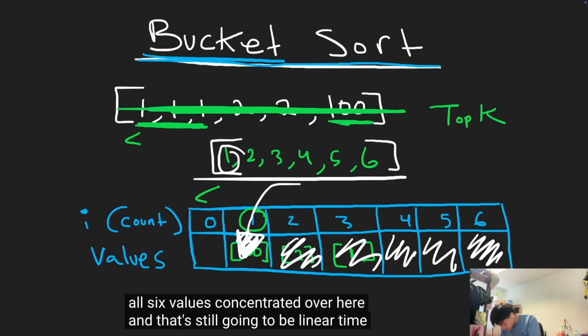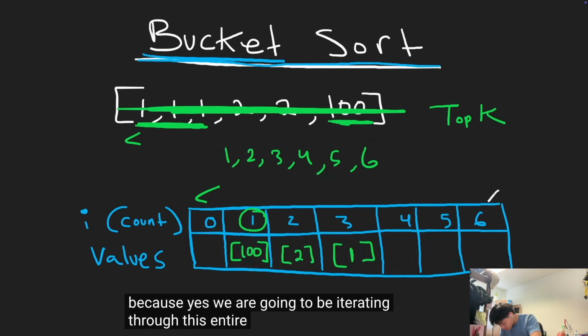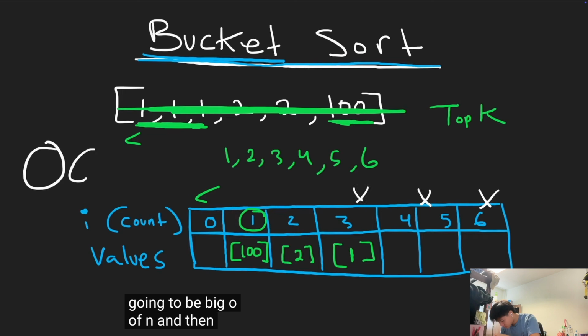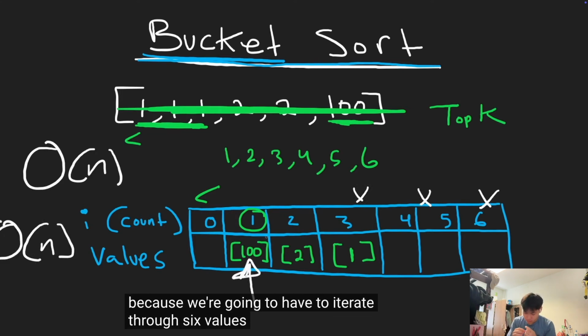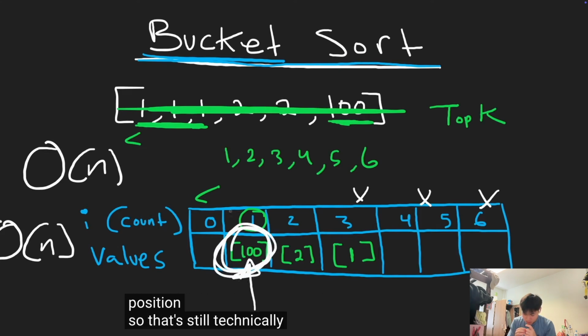And that's still going to be linear time because, yes, we are going to be iterating through this entire input array, which is going to be big O of n. And then we're going to add another big O of n to that, right? Big O of n plus big O of n, because we're going to have to iterate through 6 values in exactly one position. So that's still technically linear time.